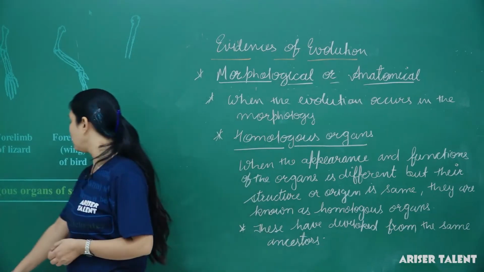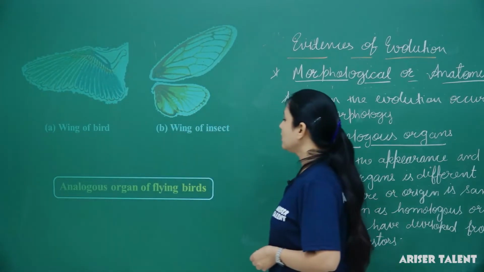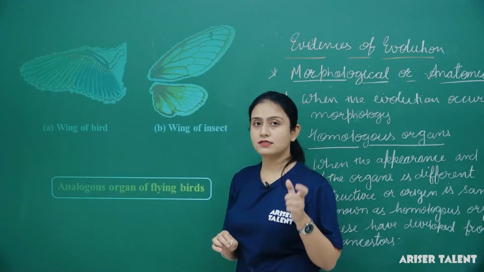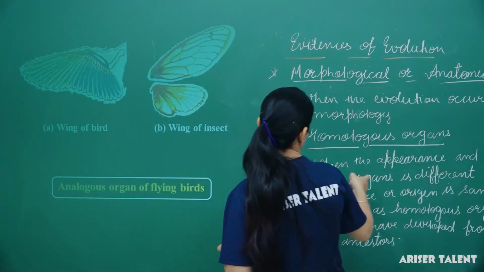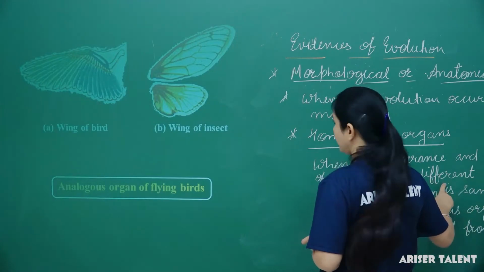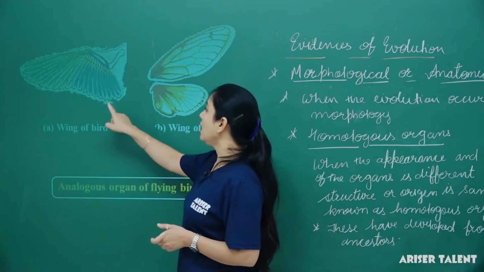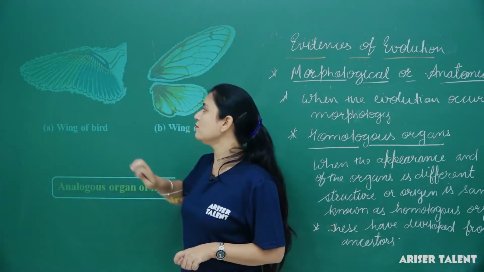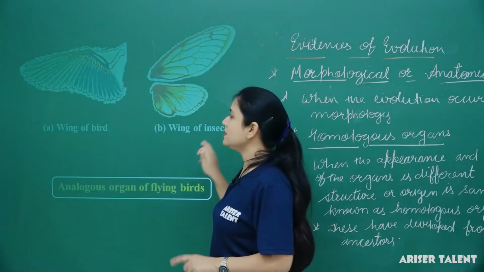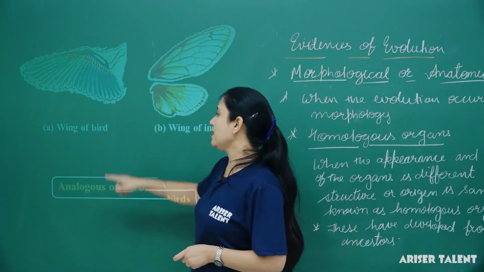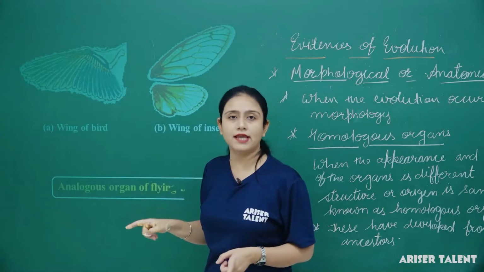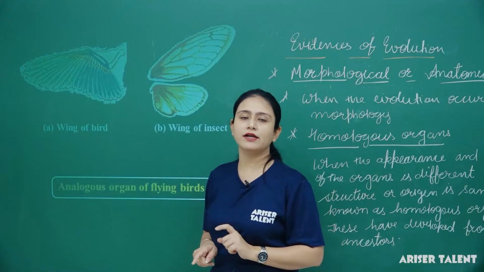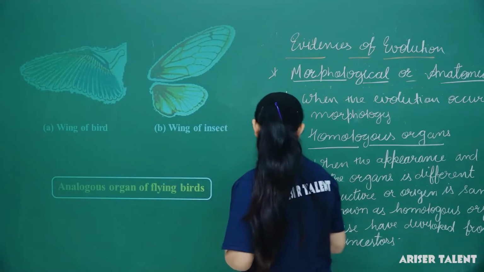Now next we will talk about analogous organs. Here we can see that their outer appearance is the same. In the homologous, appearance and functions were different, but in the analogous, appearance and function are the same, because the wings of a bird help it to fly and the wings of an insect help it to fly. So when the appearance and functions are the same, but the structure, meaning origin, is different, then these are known as analogous organs.